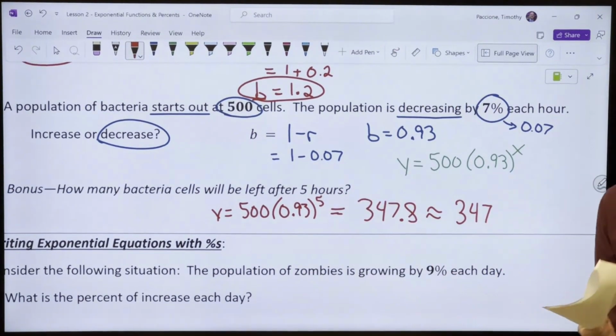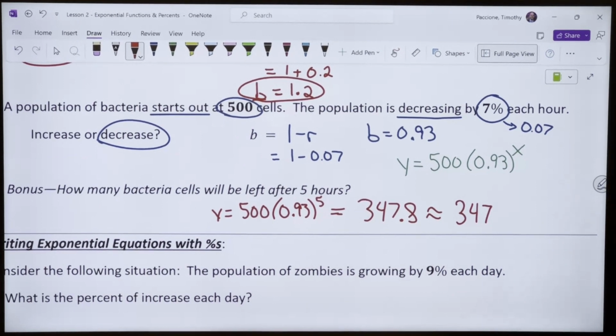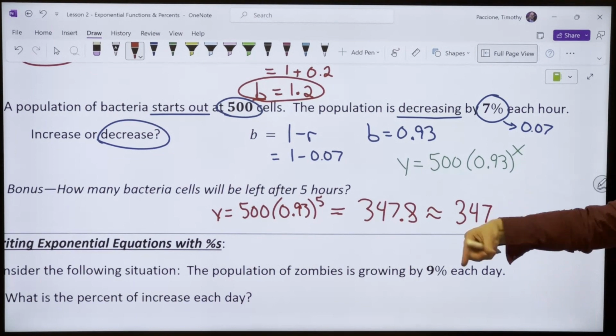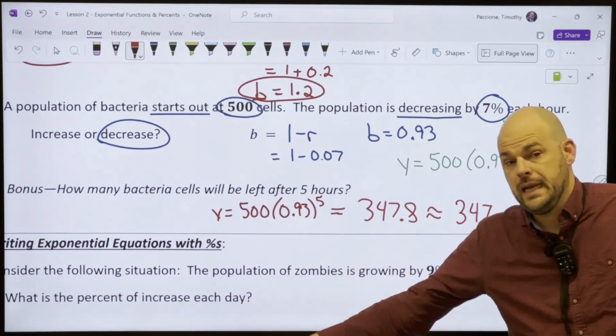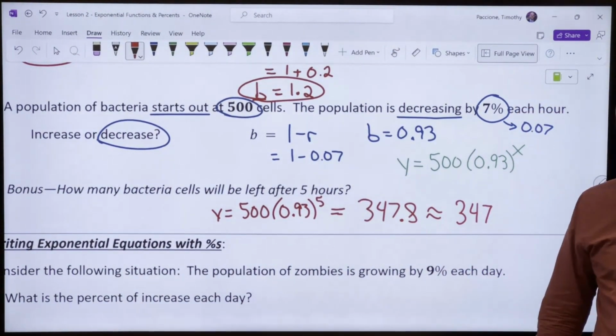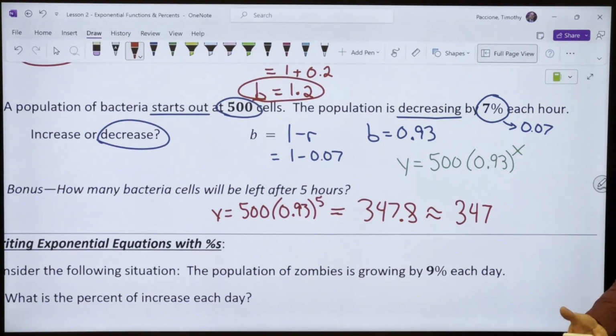You can't. When you're talking about living things, there's a couple different ways to think about this. You could just round to the nearest one. I'd be fine with that. My thing is, well, if it's decreasing, and let's say it's killing them, and then it gets down to 347.8, well, then there are 347 whole ones left. So I wouldn't round up. I'd round down.